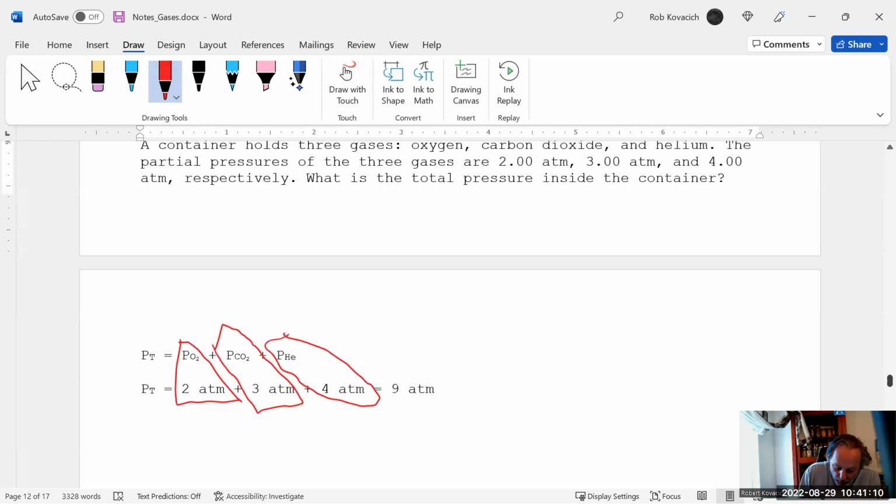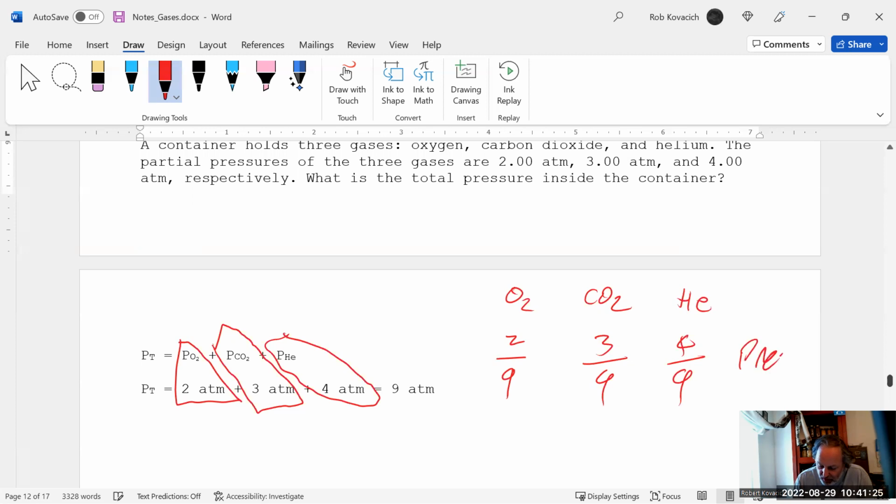And so really what we have here is the oxygen is 2/9 of the pressure. The CO2 is 3/9 of the pressure, and the helium is 4/9 of the pressure. So this is my pressure fraction.